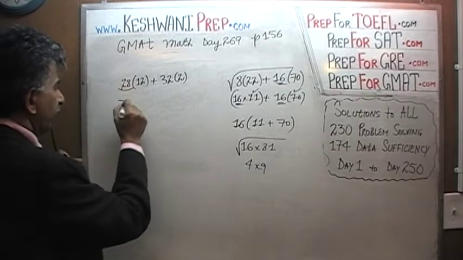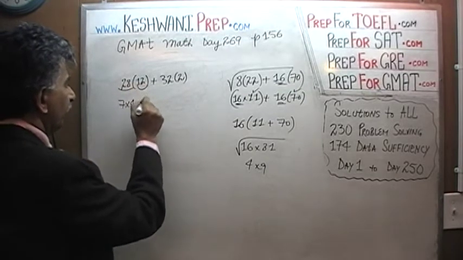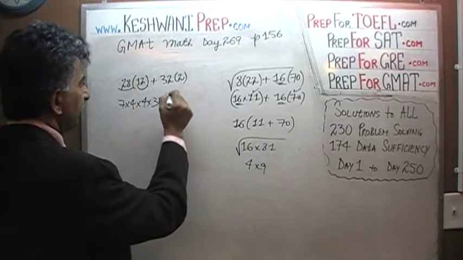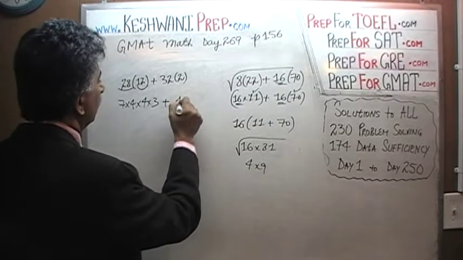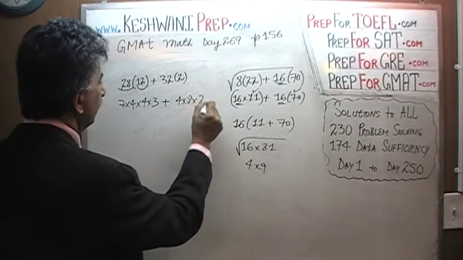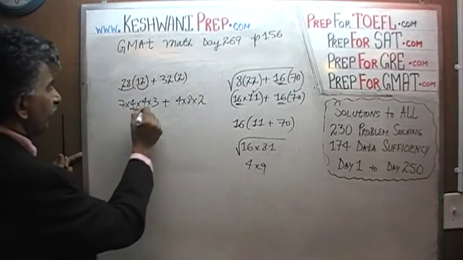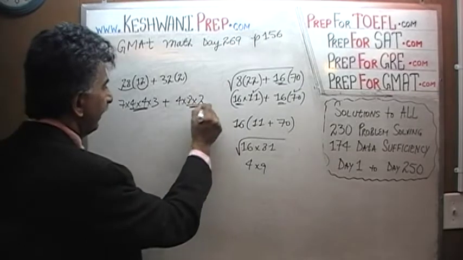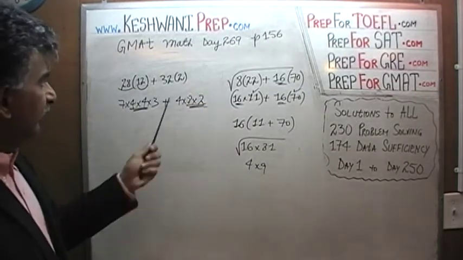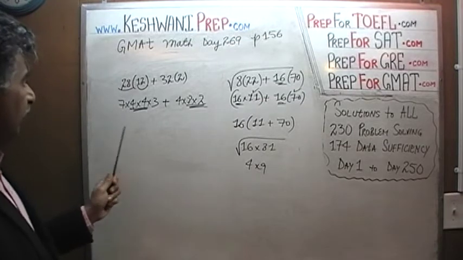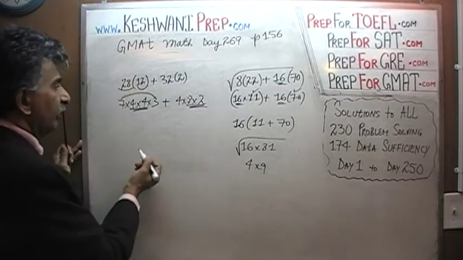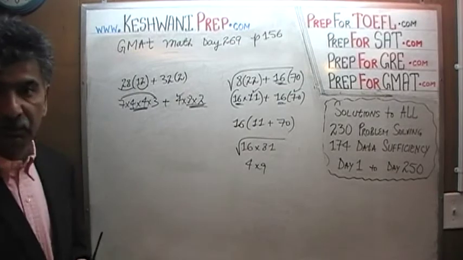28 can be written as 7 times 4. 12 can be written as 4 times 3. Plus 32 can be written as 4 times 8 and then 2. Oh, there you go. I see 4 times 4 which is 16. I see 8 times 2 which is another 16. So we couldn't get 64 out of it, but we can get 16 out of it. Once we get 16 out of it, we'll be left with 7 times 3 which is 21, plus a 4 is going to give us 25.